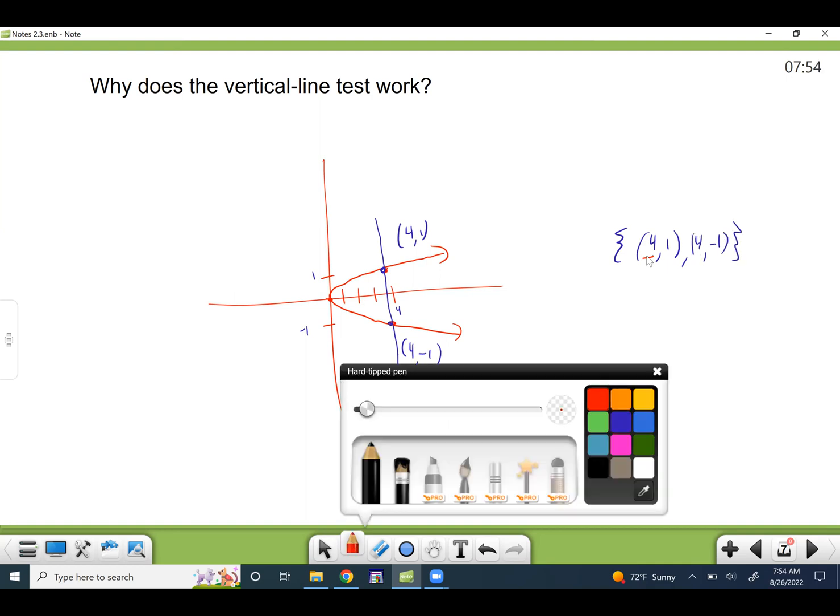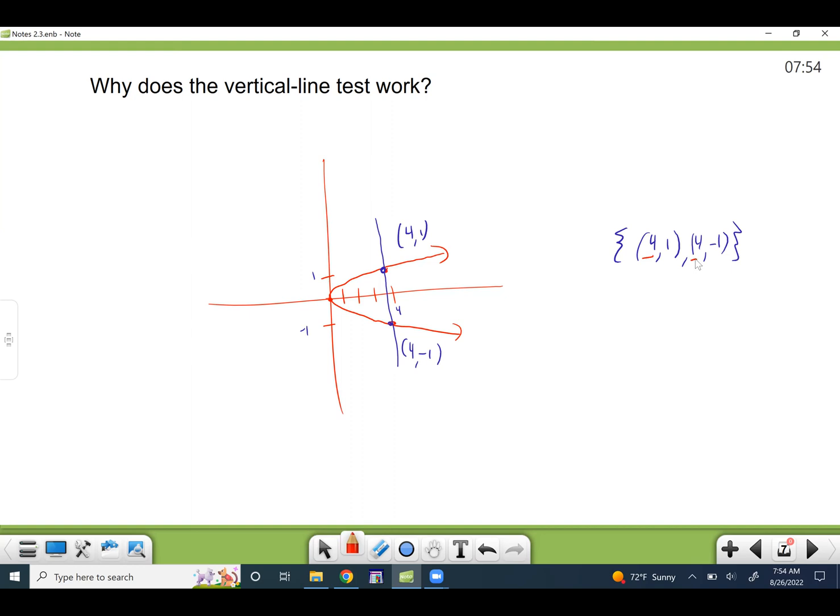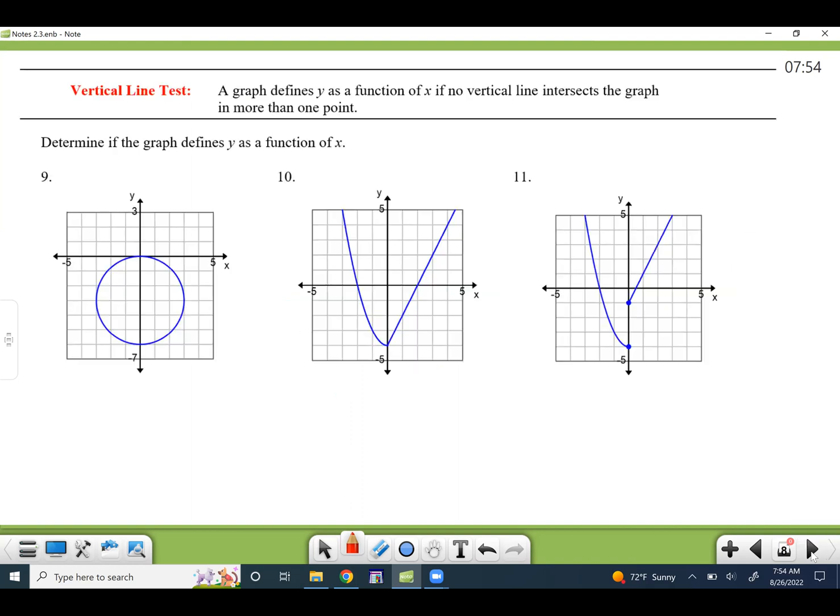That you are repeating x values, that the x value of 4 is going to be paired with 2 different y values. So that makes this not a function. So a vertical line will show if you do have an x value, like you go over 4, oh, and you go up 1 and you also go down 1, hey, this thing's not a function, right?